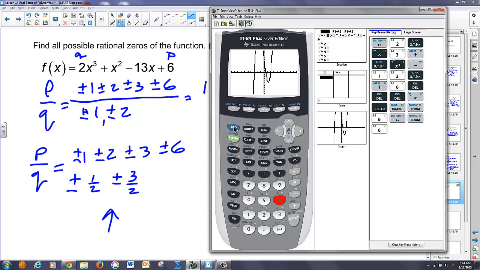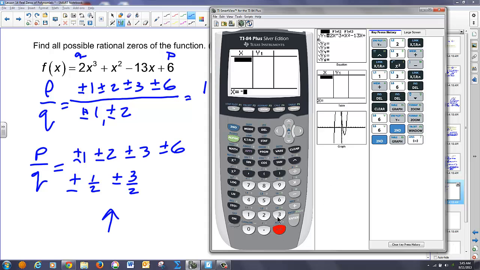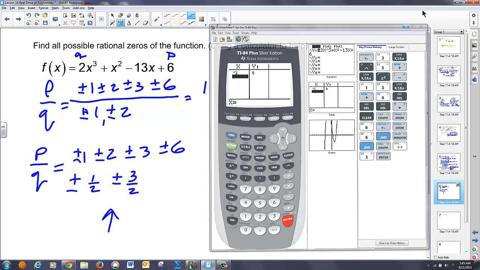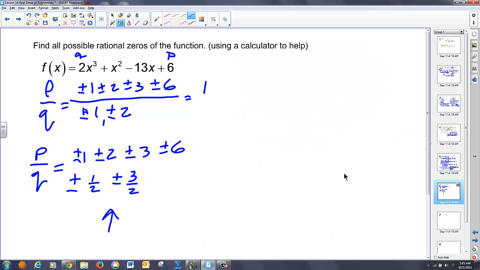So I'm going to go second table set, and I'm going to make sure my table set is set on independent ask, and then I'm going to go over to my table. So second graph gets me to my table. Now it looked like on that graph -3 was a possible root, so I'm going to plug that in, and sure enough it was. Now here's the deal. I know -3 is going to work in synthetic division, but I need to know what's left after I divide by -3.